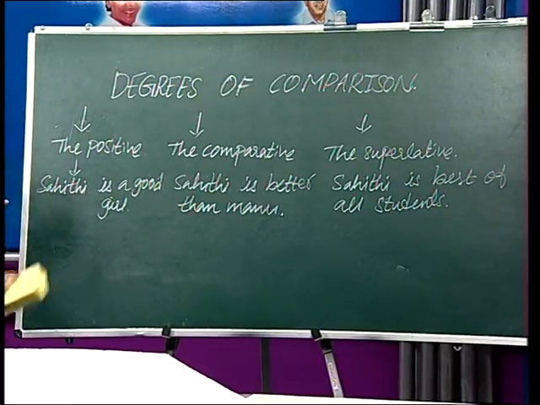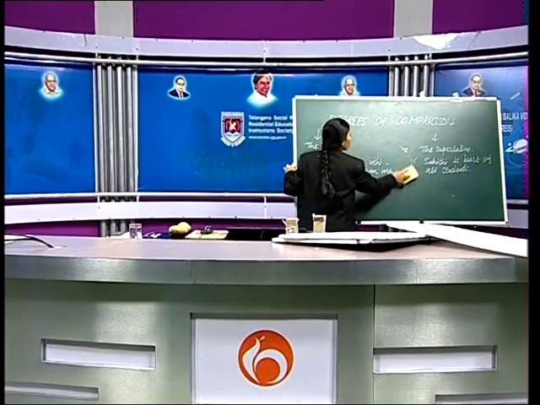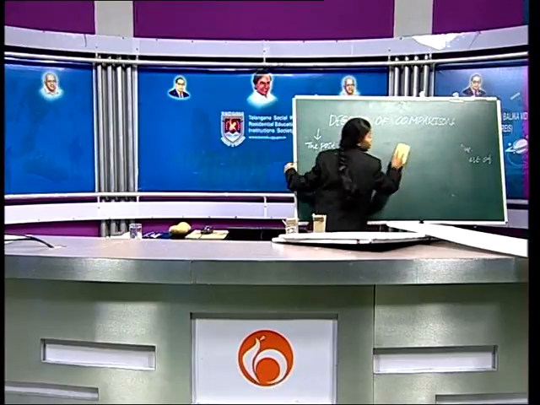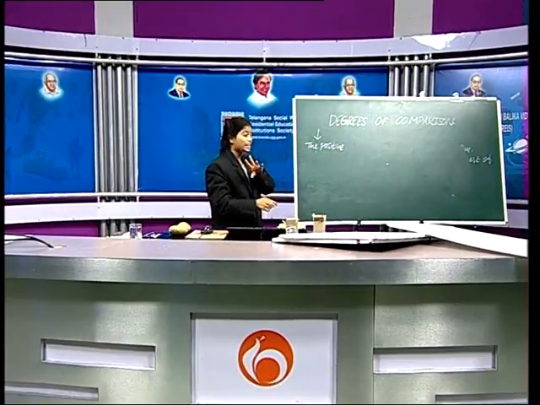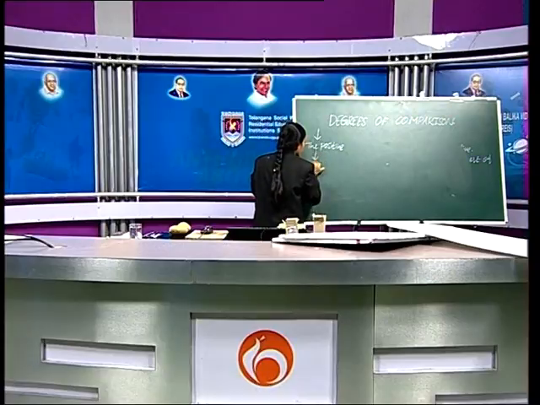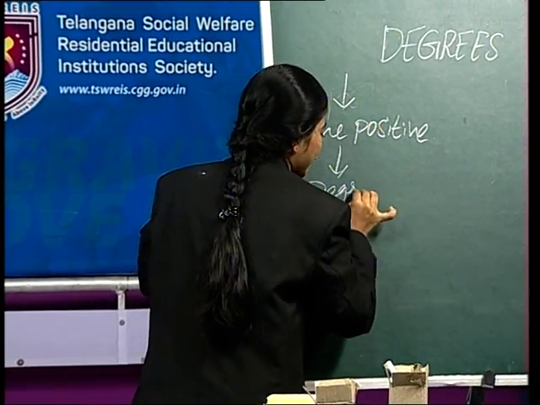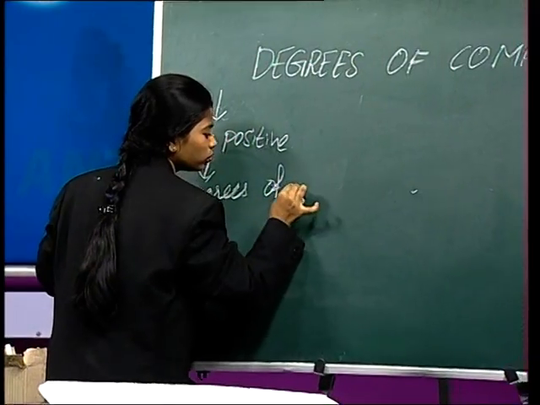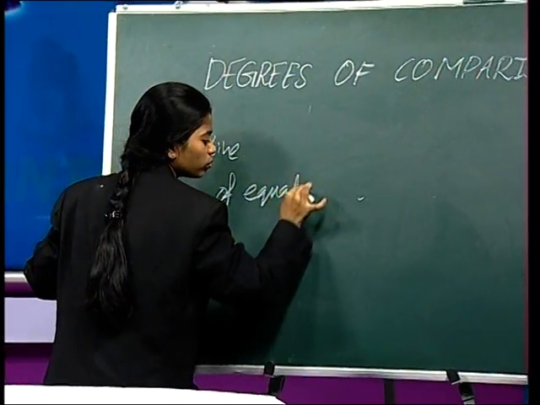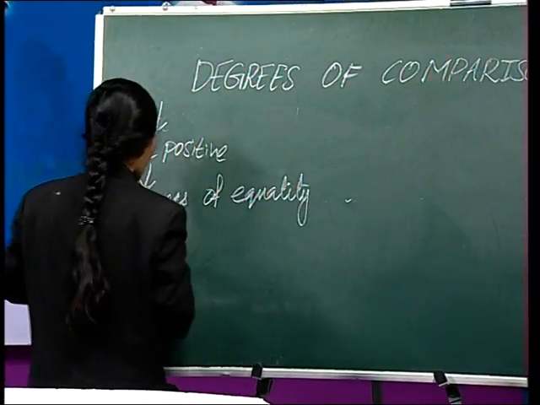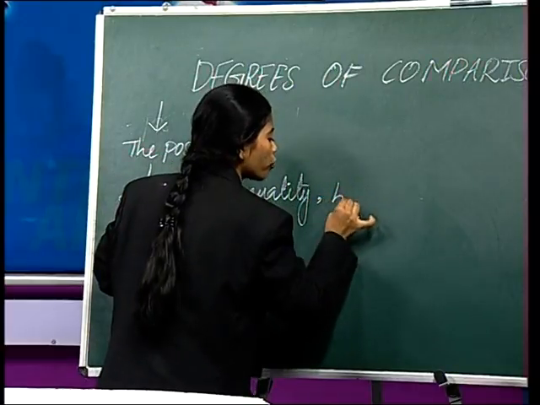So my dear friends, let us discuss that the positive form is divided again into two parts. They are the degrees of equality and degrees of inequality.